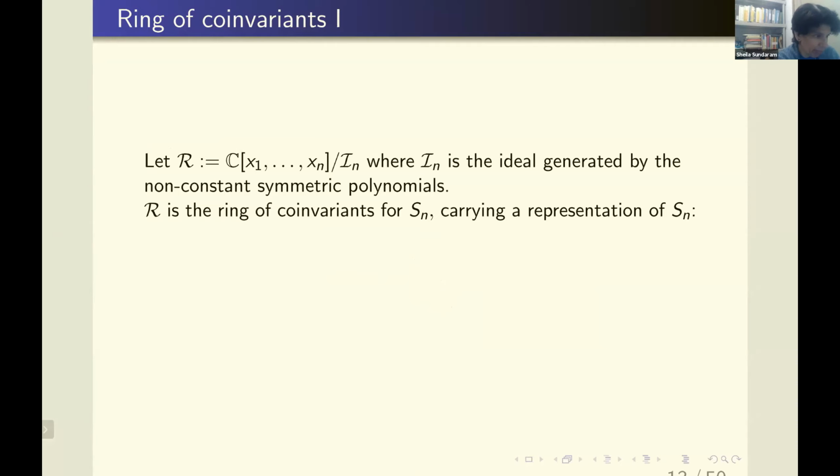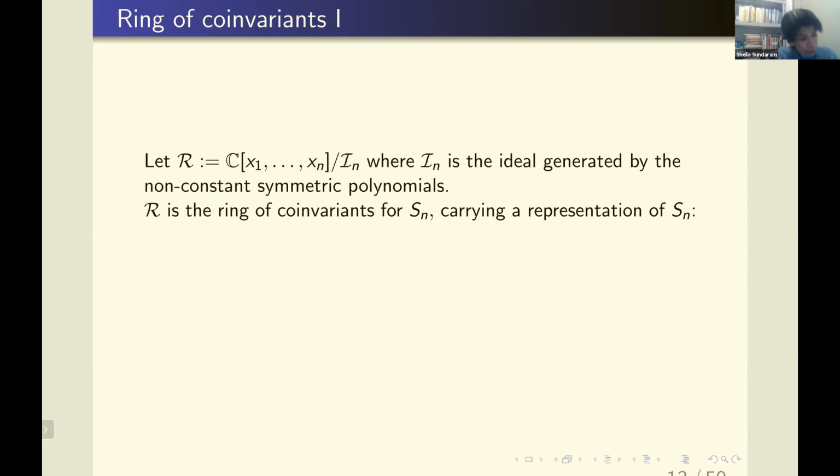The ring of coinvariants. Generalizations of this are a current hot topic in algebraic combinatorics, so I just thought I would mention the connection here. I want to take the polynomial ring in n variables, and I want to mod out by the ideal generated by the non-constant symmetric polynomials. Okay? That's called the ring of coinvariants for the symmetric group Sn, and it carries a representation of Sn. If you took just the symmetric polynomials, that would be the ring of invariants. Right?